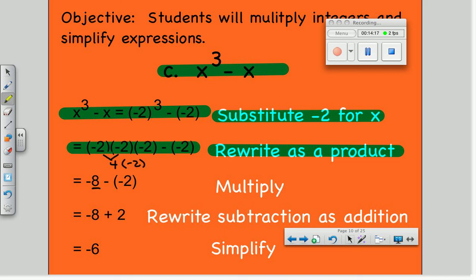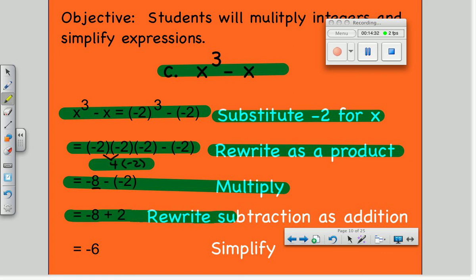Negative 8 minus negative 2, we need to change the subtraction to addition and change negative 2 to the opposite, positive 2. So we rewrite using subtraction as addition. What do I have more of, negatives or positives? I have more negatives. So my answer is going to be negative. And what is 8 minus 2? It's 6. So my answer is negative 6.